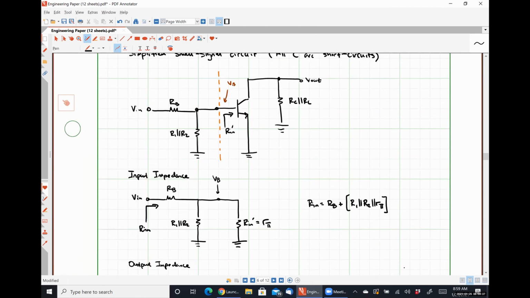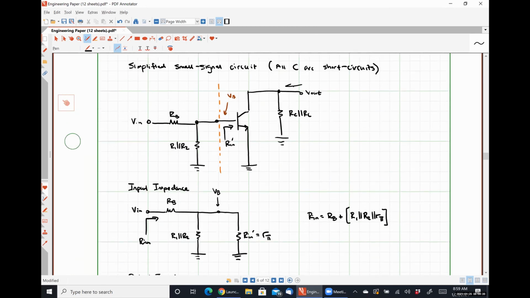For our output impedance, we're looking in through our output terminal where Vn is shorted. So what should we expect this to be based on our prior knowledge of how these common emitter circuits work?